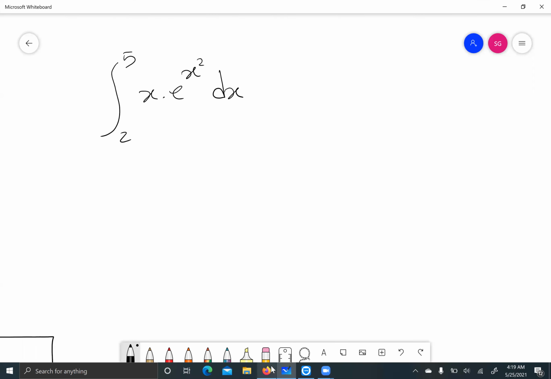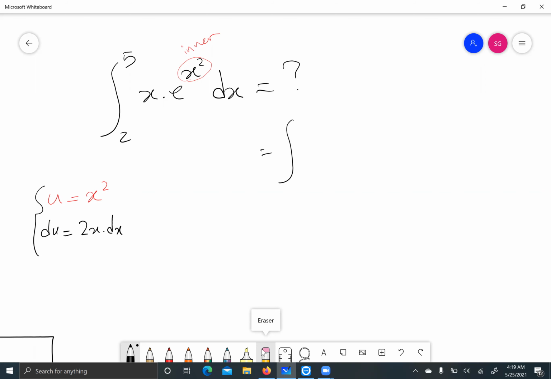Why? Because e to the x squared is the inner function. So the technique is that you take the inner function x squared as u, and then you take the derivative of both sides, left with respect to u, right with respect to x. And then we try to express everything in terms of u.